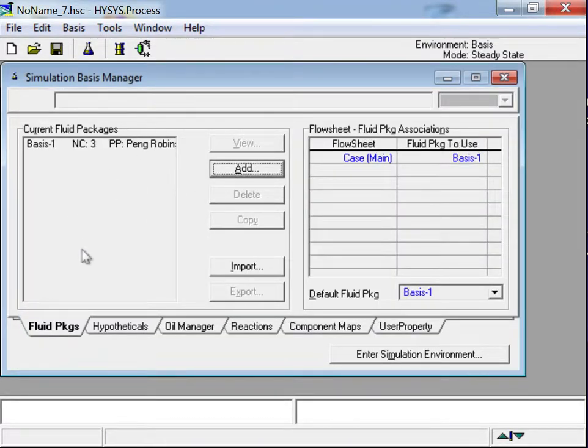Then in this situation, I will just check if I am in the right way. So I have number of components 3 and property package, which is Peng-Robinson. In this case we could use another package, but I prefer to use Peng-Robinson.